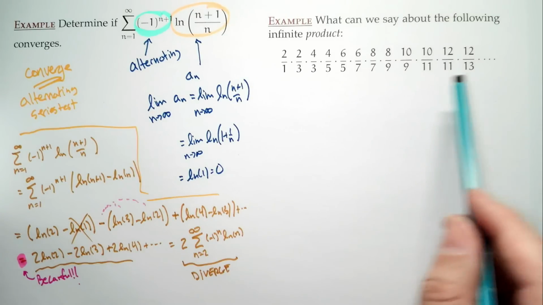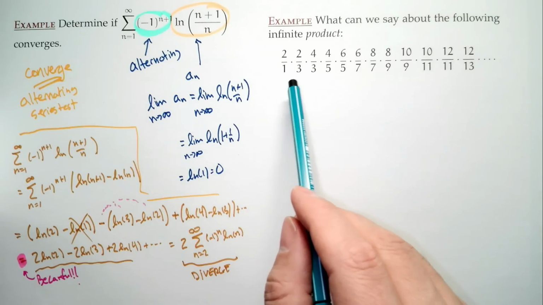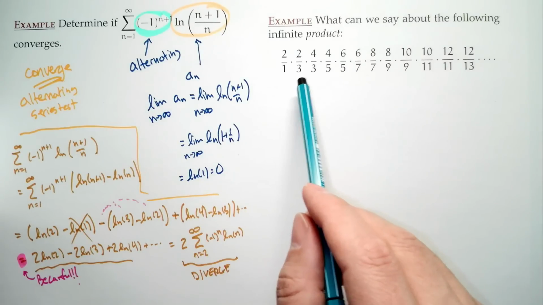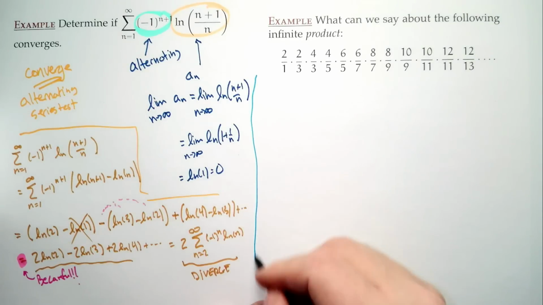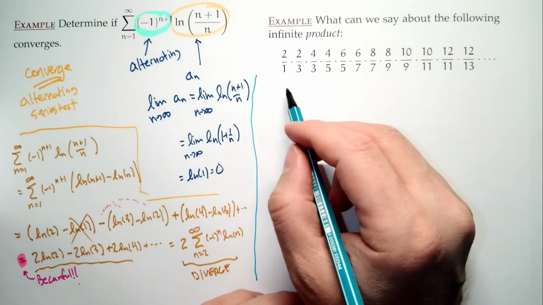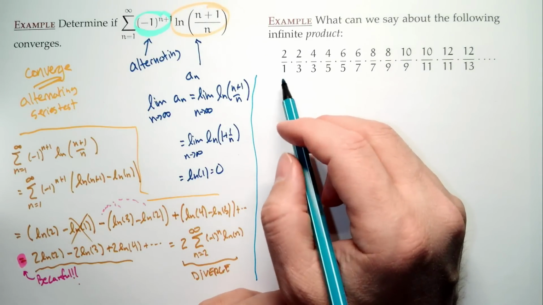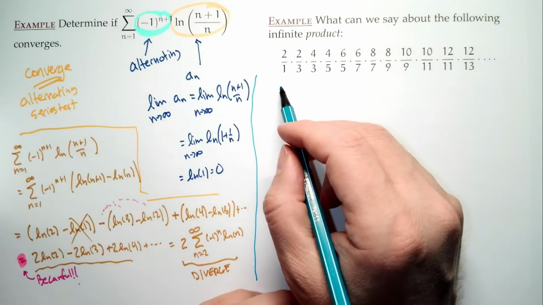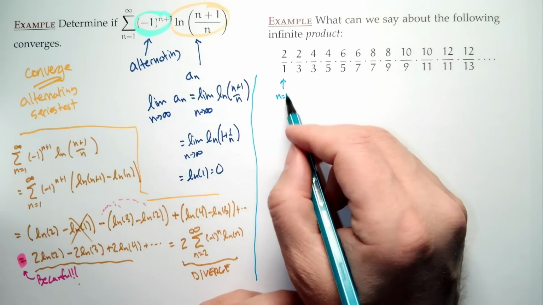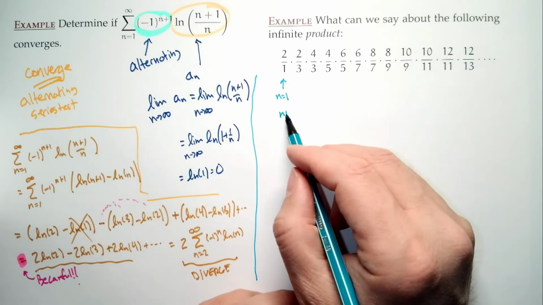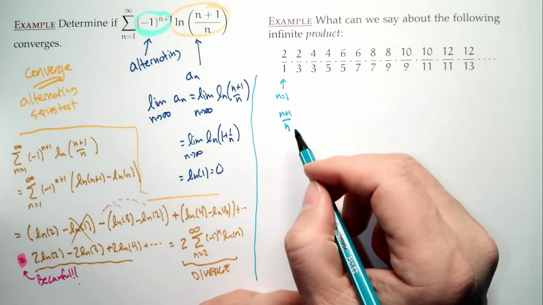The downstairs are the odd numbers. We have 1 once, otherwise it's every number twice: 3, 3, 5, 5, 7, 7, 9, 9, 11, 11. Does this converge to something? Should we expect it to? And what does it mean? Well, one of the ways we can approach this is to think of it this way: if I think of this as my first term, n equals 1, then this is n plus 1 over n on that term.